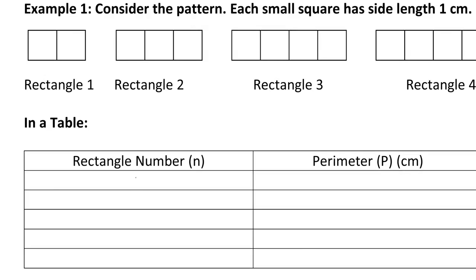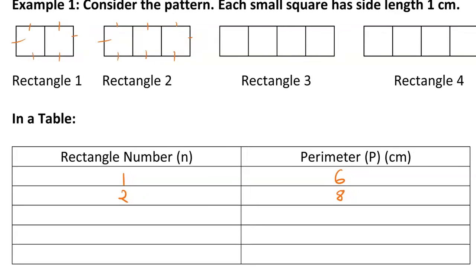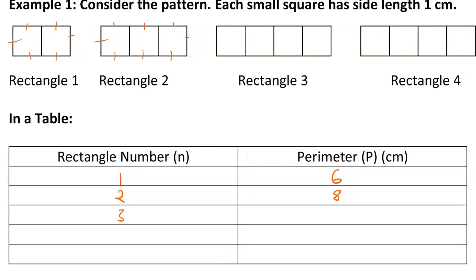So for figure 1, we have 1, 2, 3, 4, 5, 6 centimeters for a perimeter. For figure 2, we have 1, 2, 3, 4, 5, 6, 7, 8. So we have 8 centimeters. For figure 3, 1, 2, 3, 4, 5, 6, 7, 8, 9, 10. We have 10. So already you can start to see a pattern happening.